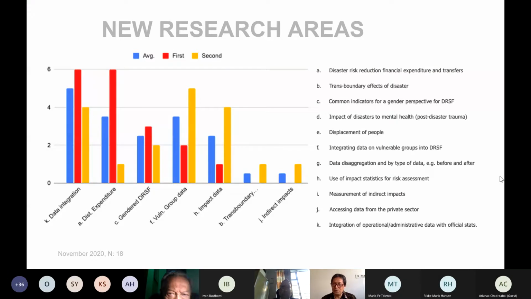And disaster expenditure was one thing that you were interested to learn. The third one, in terms of efforts, is that you are interested to gain more knowledge and competence on how to integrate the vulnerable groups' data in relation to disasters, and then data on disaster impacts, and the gender aspect of the disaster data. So these are, as you can see on the screen, from left to right, your interest in new research areas. This may have implications for what we discuss in the coming weeks and months.